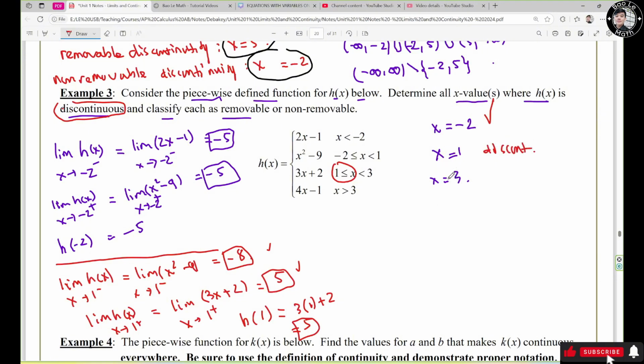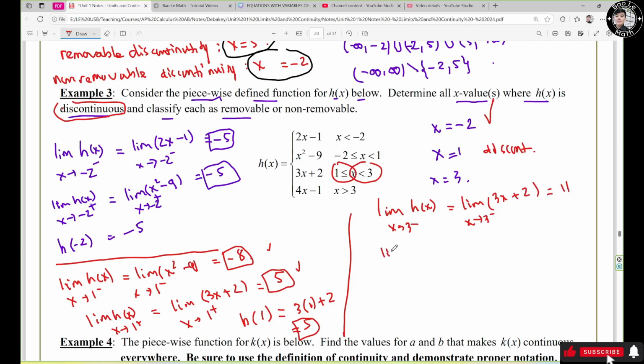Now, we're going to move on to the last one, s equals 3. So we need to find the limit of the function h of s when s approaches 3 minus, right? For 3 minus, we're going to pick this one right here, the function 3s plus 2, right? So it would be the limit of 3s plus 2 when s approaches 3 minus, right? Now substitute 3 for s, so the answer should be 11, right?